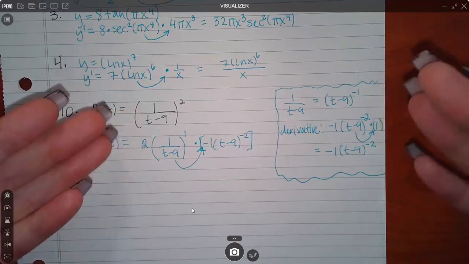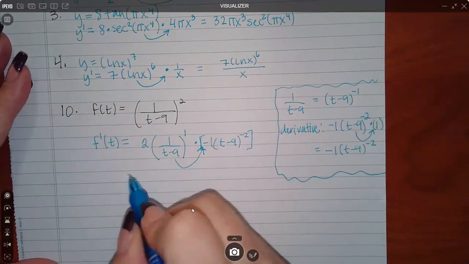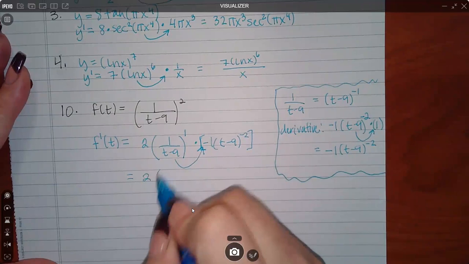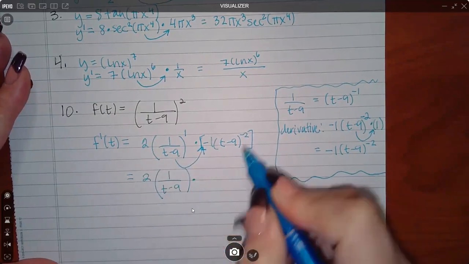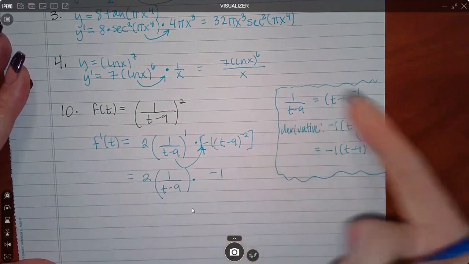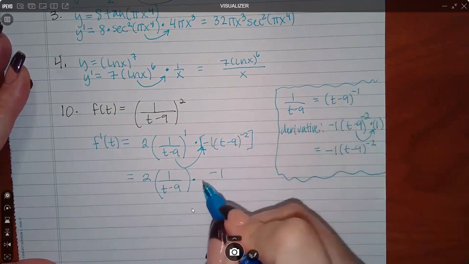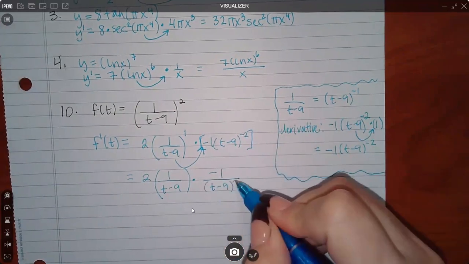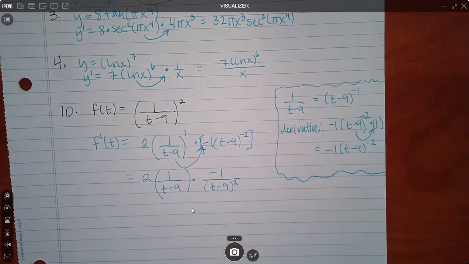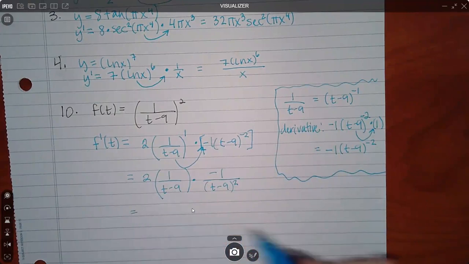Okay, how do I clean this up though? So the first thing I would do is I don't need to write that 1. And the second thing I would do is if I had done it this way, I would put this back in its fraction form. Whereas if I had done the quotient rule, it would already be in its fraction form. That's just me personally. And then I just would have done top times top and bottom times bottom.